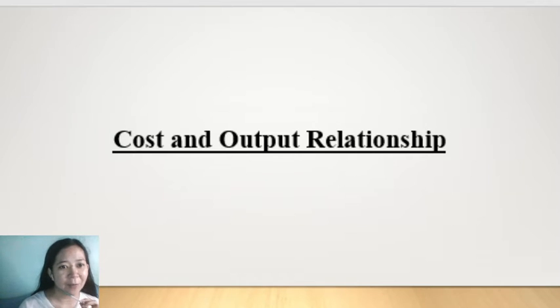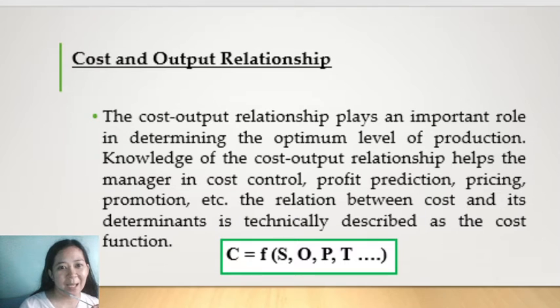So the second half of our module is about the cost and output relationship. Okay, so here, the cost-output relationship normally plays an important role in determining the optimum level of production. Of course, knowledge of the cost-production relationship, or cost-output relationship, helps the manager in cost control, profit prediction, pricing, promotion, and the like.